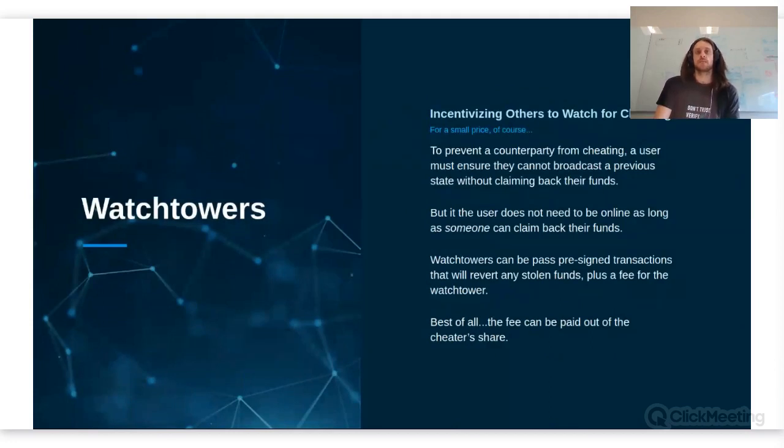So, Watchtowers. One of the challenges with punishments is that you need to stay online. You need to keep your Lightning Network node online, because if you go offline and another person tries to cheat and broadcast an earlier state, you need to be able to claim those funds back. Maybe people don't want to have their node consistently online, or maybe there's a power outage. Watchtowers are a way that you can outsource this. You can basically, for a fee, pay another service to keep an eye on the network and claim funds back for you if someone tries to cheat.